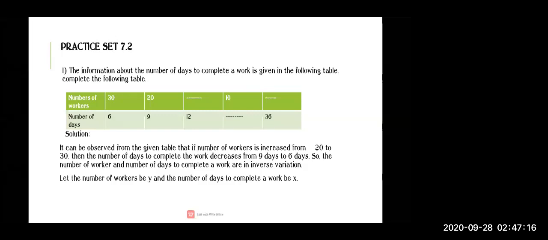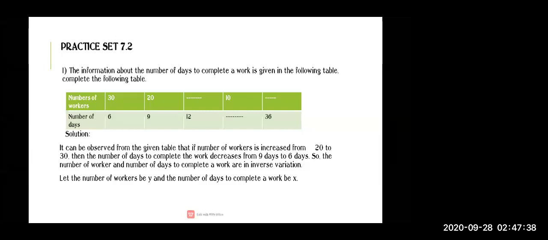Number of workers is 20. Number of days is 9. See here, one is increasing. In our first column, the number of workers is increasing, so here the number of days is decreasing. Now in the second column, the number of workers is decreasing, so the number of days is increasing.